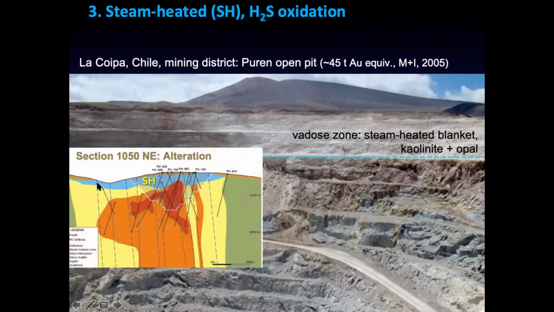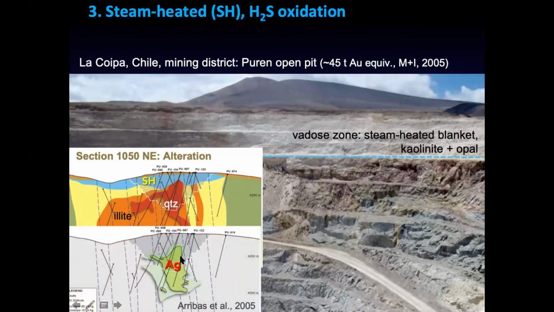Here we see this blanket in blue of steam-heated alteration. It's a horizon. Again, remember, it's related to the paleo groundwater table. That's why it's relatively flat, and it sits as a blanket over the ore body. In this case, we're looking at a quartz ore body and halos of illite alteration. The silver is dominantly hosted by this silicification, overlain by the steam-heated kaolinite opal blanket.